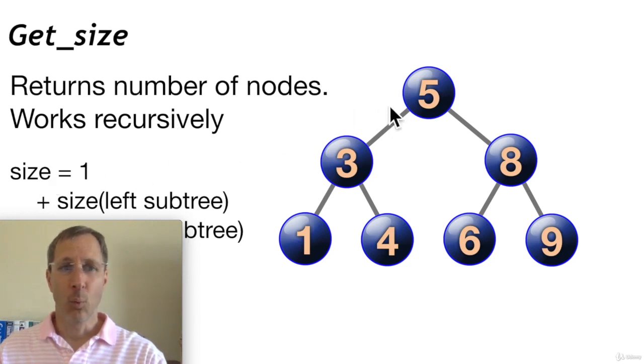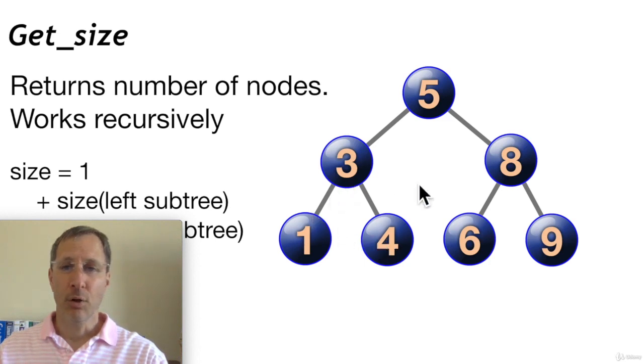The size is equal to 1 plus the size of the left subtree plus the size of the right subtree. In other words, the size of this tree is equal to, well, the 5 node is 1, plus the left subtree is the subtree starting with 3, and then the right subtree is the subtree starting with 8. So we say the size of this tree is 1 plus the size of these two subtrees. And then we'd call the same get size function on 3's left and right subtrees. The size of the 3 subtree is 1 plus the size of 3's left plus the size of 3's right subtrees.